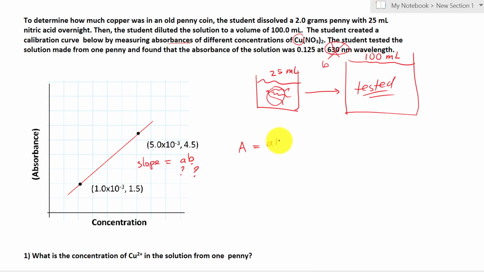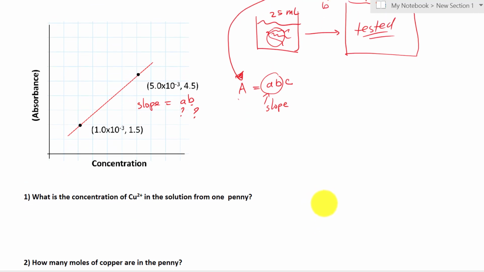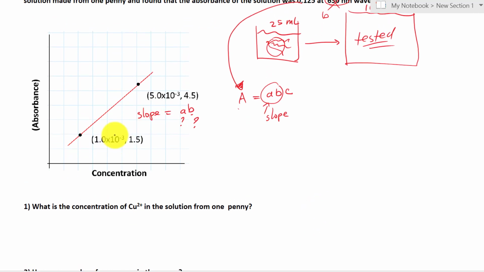Absorbance is equal to AB times C. This right here is going to be our slope. Okay? And with that, we can now solve because we have the absorbance given to us by the spectrometer. Okay? So let's find the slope. Well, to find the slope, we take 2 points, which is given to us, which is the change in y over the change in x.